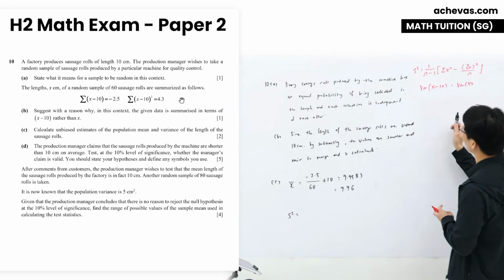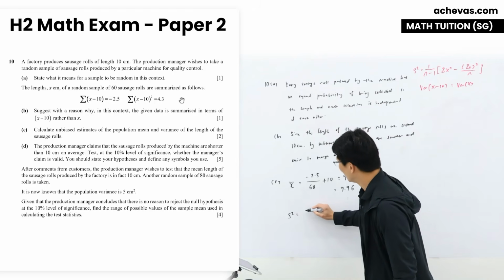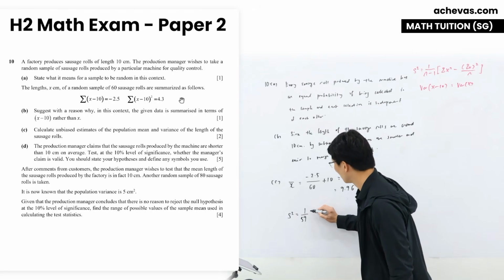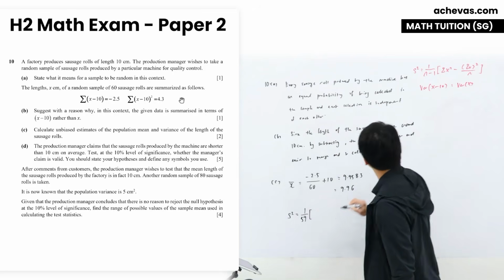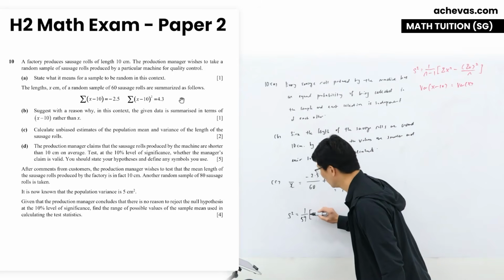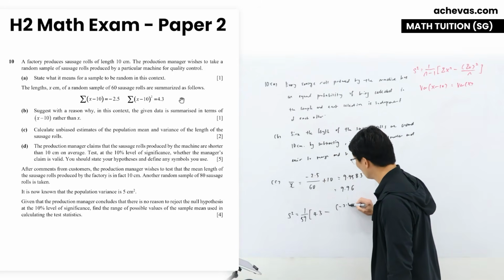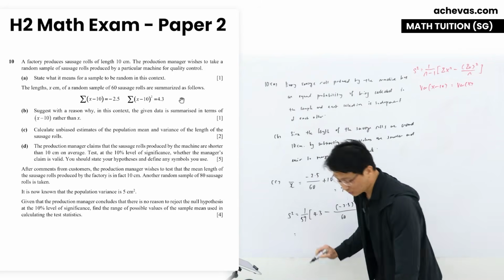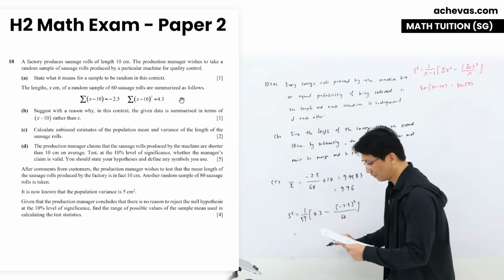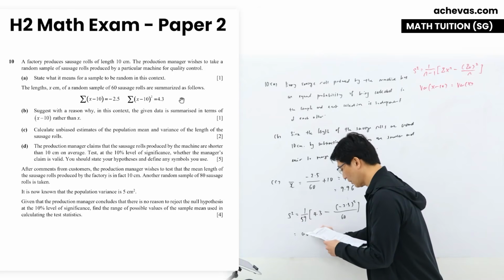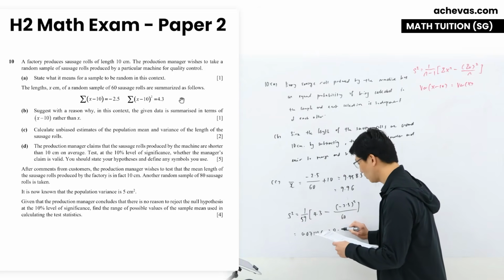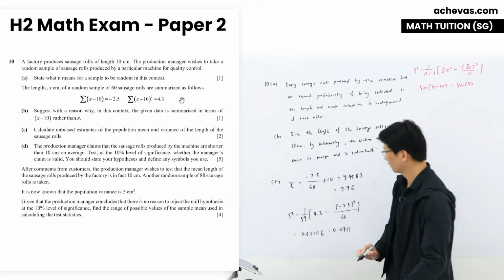So we compute the variance of x minus 10 first, which is 1 over 59, because it's 60 minus 1, times summation x squared, which is 4.3, minus minus 2.5 whole thing squared divided by 60. This will give me an answer of 0.071116, and to 3SF is 0.0711.